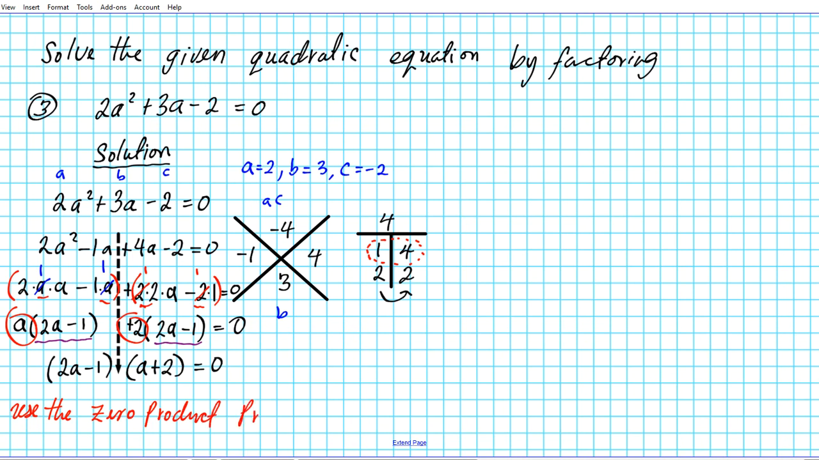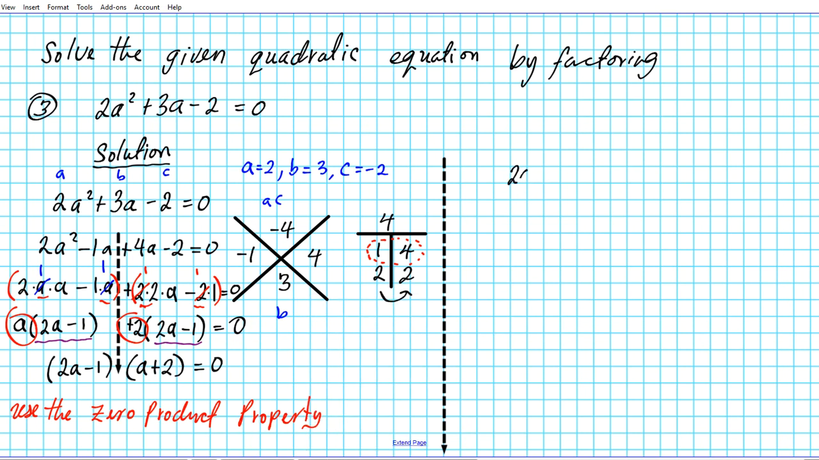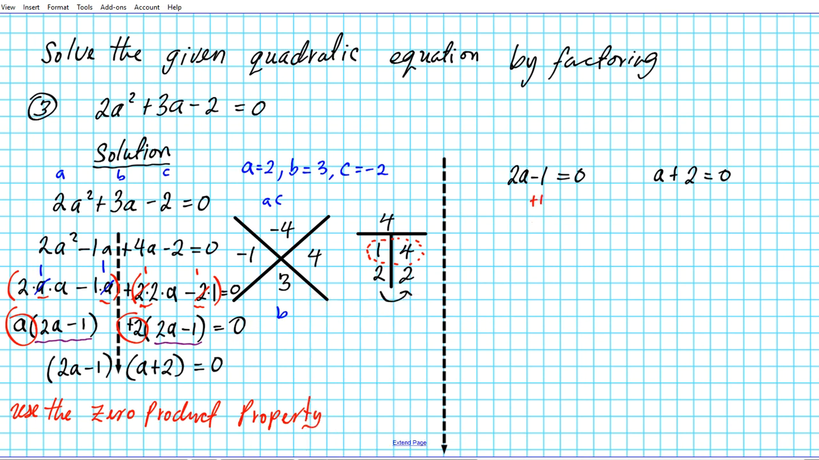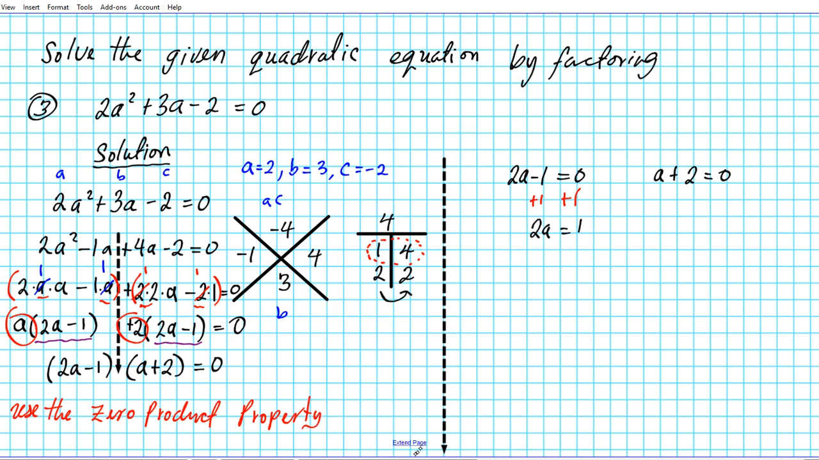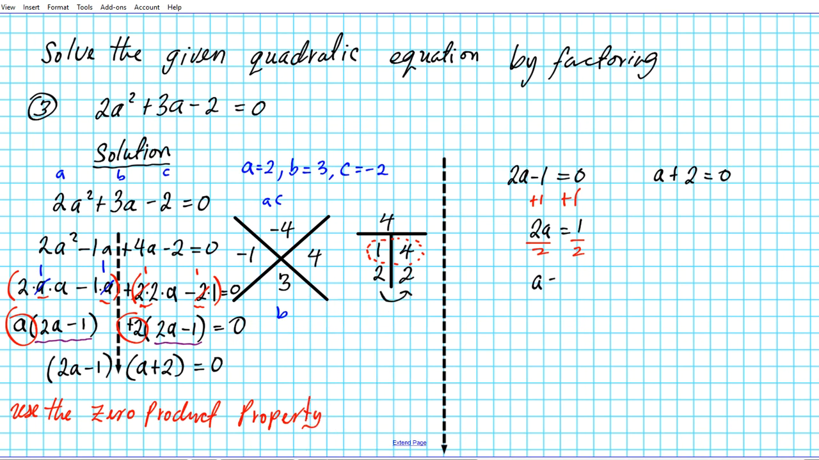Okay, so the zero product property basically says that if you have the product of factors like this that equals 0, then one or the other is equal to 0. So to solve this, we are going to set the first factor equal to 0 and the second factor equal to 0. Now, to solve the first one, we're going to add 1 to both sides. We have 2a equals 1, and then divide both sides by 2. Okay, so the first answer is a equals 1/2.